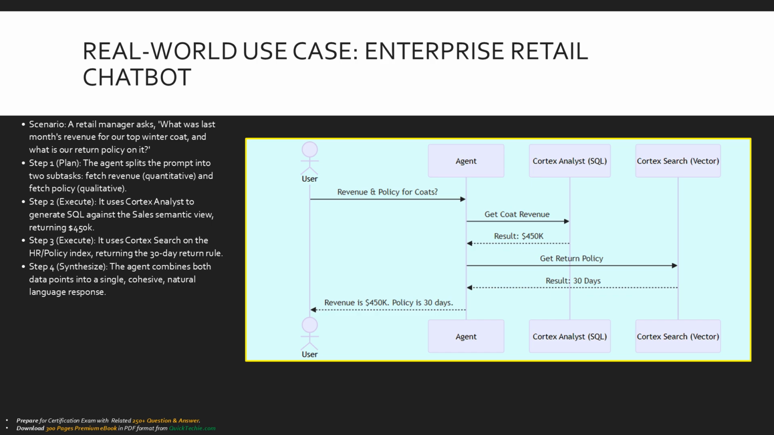This sequence diagram maps the multi-tool orchestration. The user sends a dual intent query. The agent intercepts it and fires off a request to Cortex Analyst to fetch the SQL-based revenue. Once the $450,000 result returns, it fires a parallel request to Cortex Search to fetch the vector-based policy. Once both backend tasks succeed, the agent merges the context and delivers the final answer to the user.